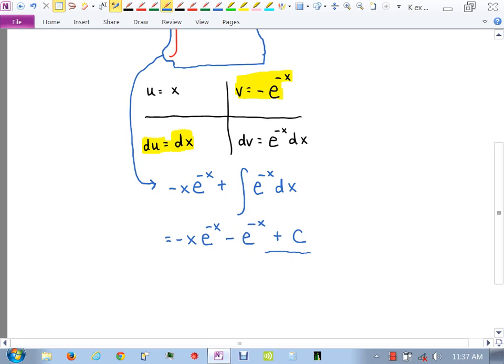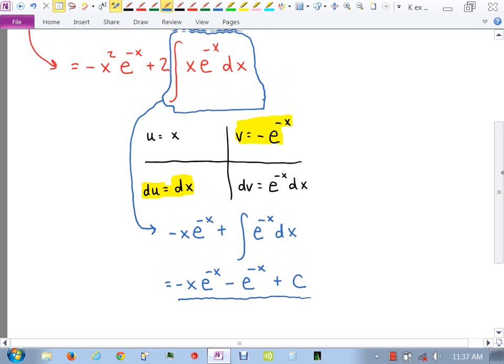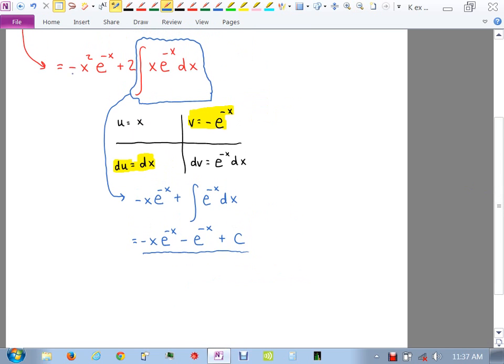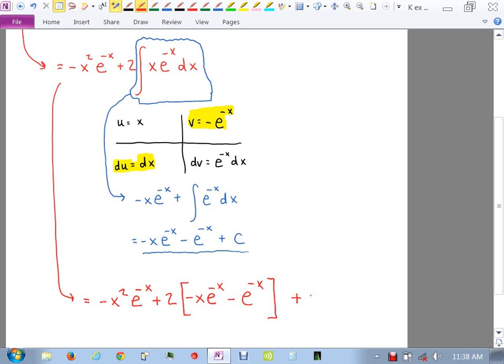And now this part here is ready to be pasted back into where we were before. So I've got to bring this thing down. I'm going to zoom out so I can get this in here. So this now becomes equal to negative x squared e to the negative x plus 2 times, now everything I just got, negative x e to the negative x minus e to the negative x. Now watch what I do here. Close this off, plus c way out here.